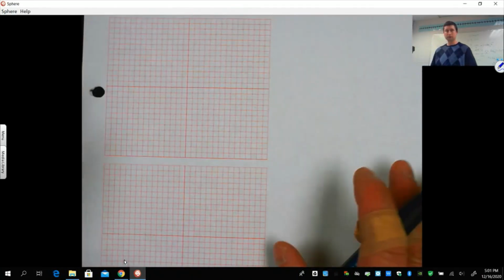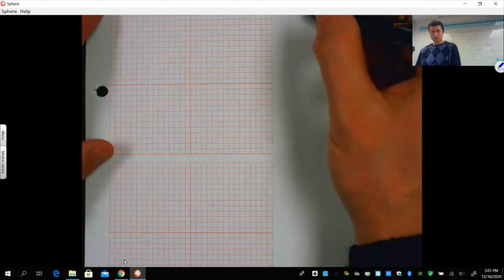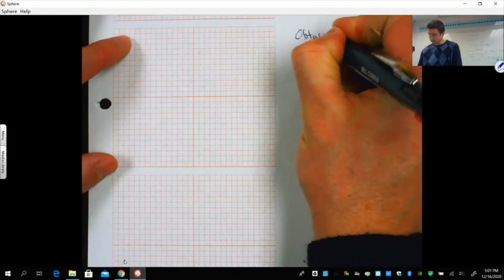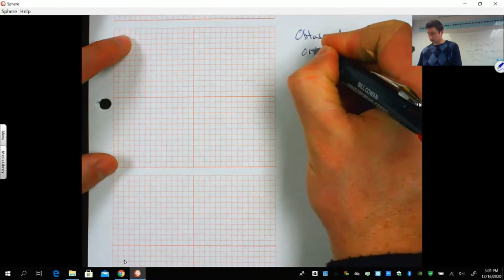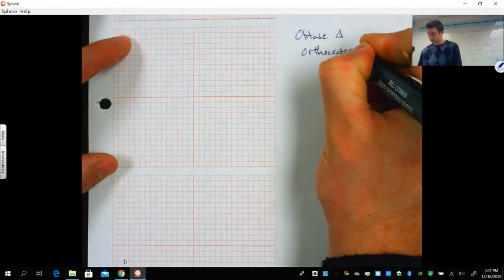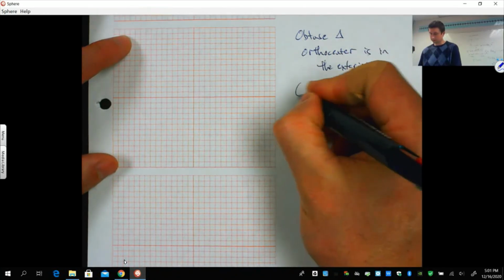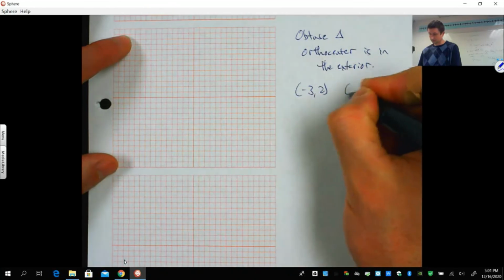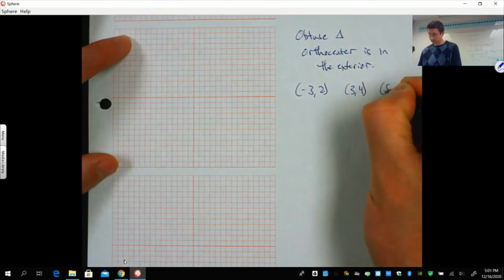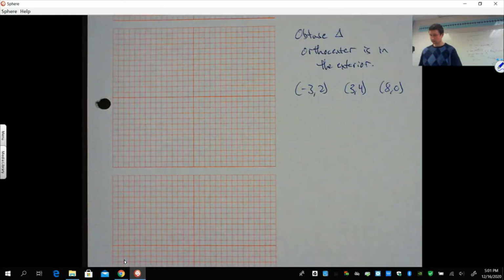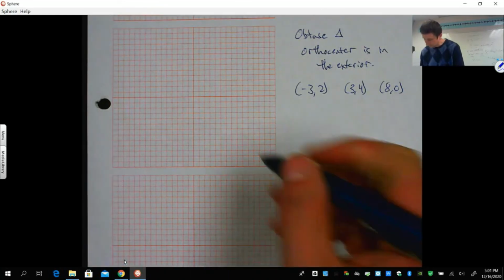The final one I do want to look at is when you have to go outside, when you have an obtuse triangle. And that is when your orthocenter is going to be outside. And you're going to have to extend some sides for this to work. So let's say we have (-3, 2), (3, 4), and (8, 0). Okay, we're going to graph these 3 points here.